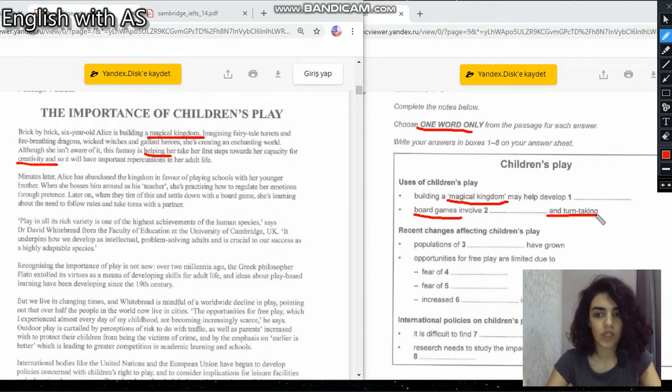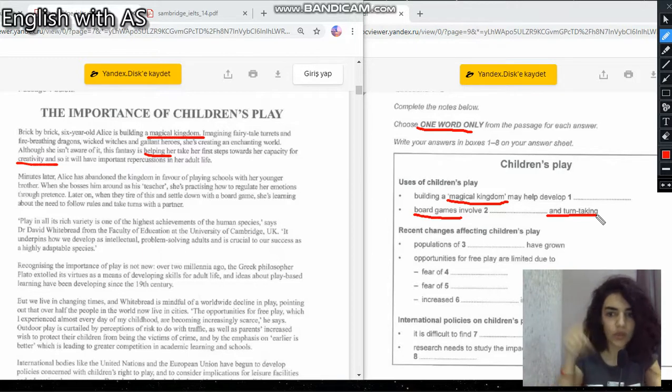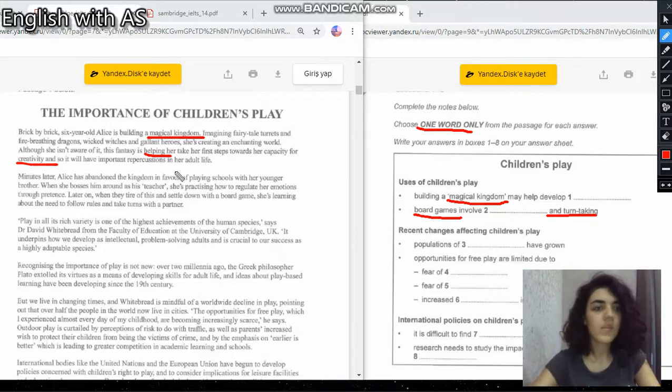I will find board games to find which paragraph includes my answer. Then I will find turn taking to understand that before that turn taking, my answer should be there, before and turn taking. And by the way, you don't need to read the first paragraph again. Why? Because these questions are in order.